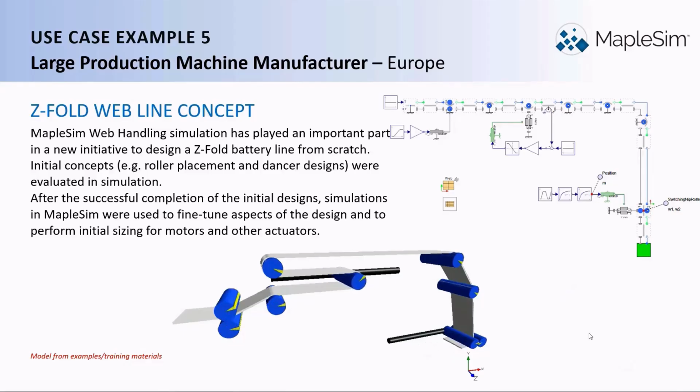This is an interesting one. This wasn't a machine that existed, but a customer said, we've been doing web handling design for a long time, but we've never gotten into the Z folding area. They wanted to try that, and they thought they could use software to give their engineers a feel for how the different elements of the design could work together in a Z folding machine. They used it even for their initial prototype to figure out what size of motors and actuators they would need, as well as what kind of design they were going to work with.